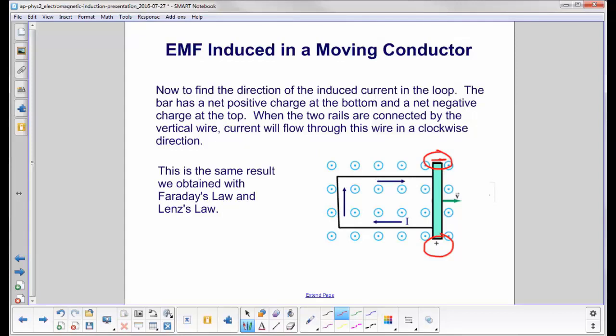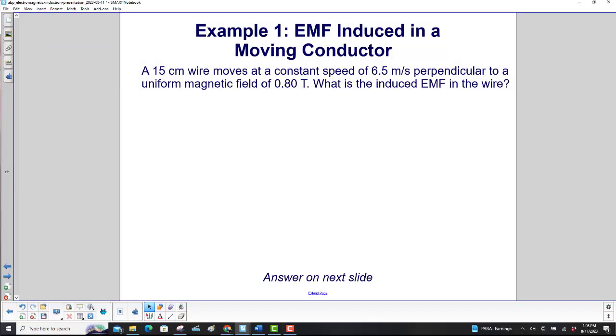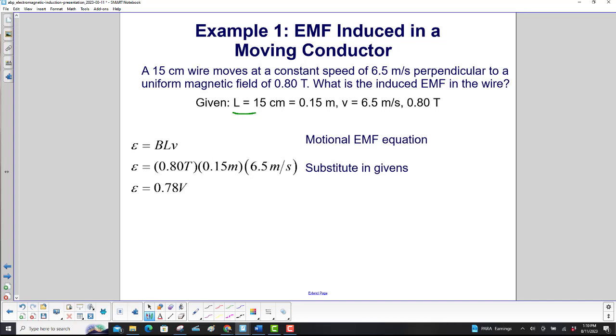A 15 centimeter wire moves at a constant speed of 6.5 meters per second perpendicular to a uniform magnetic field of 0.80 Tesla. What is the induced EMF in the wire? We write the givens up here and be sure to turn 15 centimeters into 0.15 meters. Here's our velocity, here's our magnetic field. We use the motional EMF equation, BLV, and here's our magnetic field B, here's L, and here's the velocity. So our EMF is 0.78 volts.